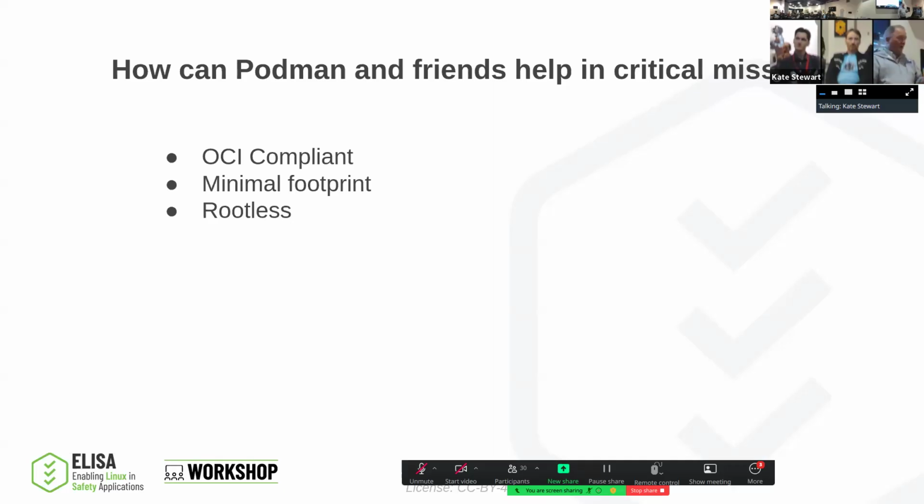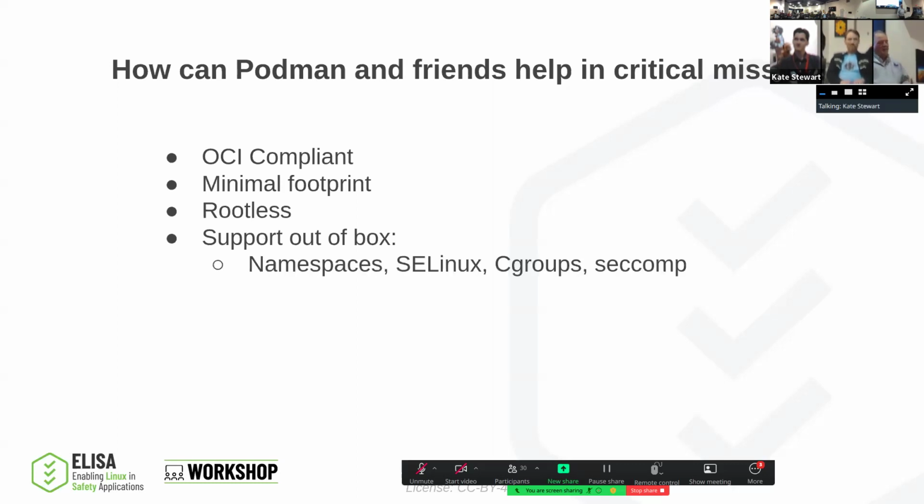With container tools like Podman, you can run everything rootless, so we have better security separation. I think earlier we were talking about something running as root on the system, which, as an old security guy, just scares the hell out of me. So we run things as rootless, with support out of the box for things like namespaces, SELinux, cgroups, seccomp, all the rules for controlling what's going on in the process, from security separation, resource constraints, and then namespaces to give you the separated view of the system.